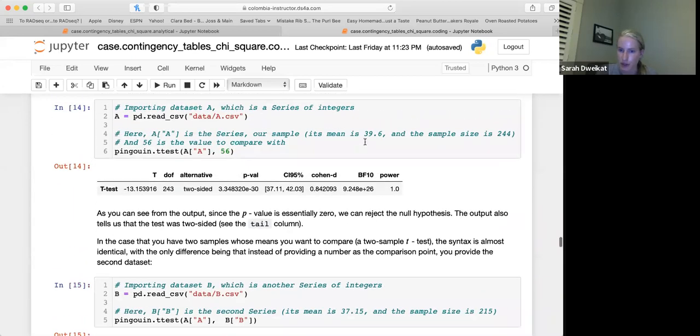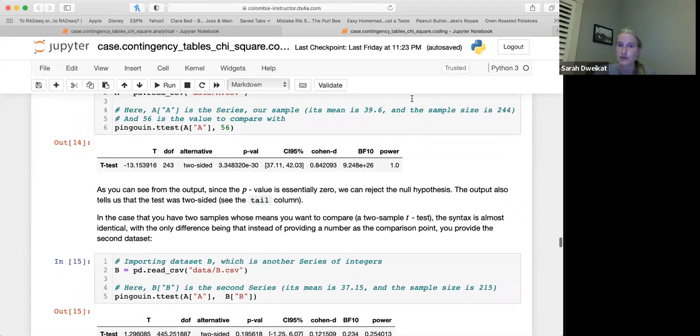And remember, we were told that the mean was 39.6 up here, just to save us some time. So before, we were looking at, is 39.6 statistically different from 56, based off of our 244 samples? And yes, we decided it was statistically different, that that mean is really different from 56.